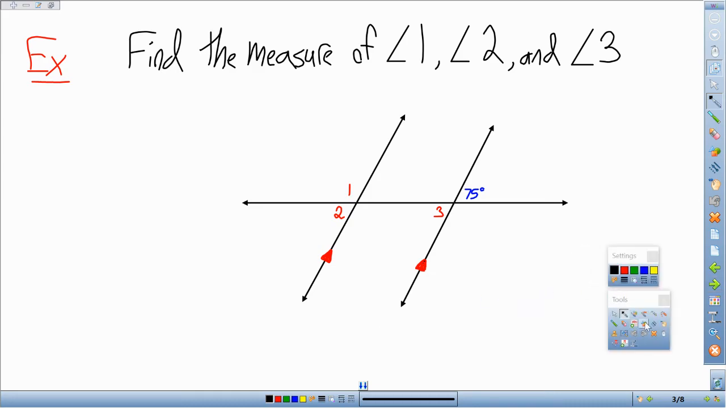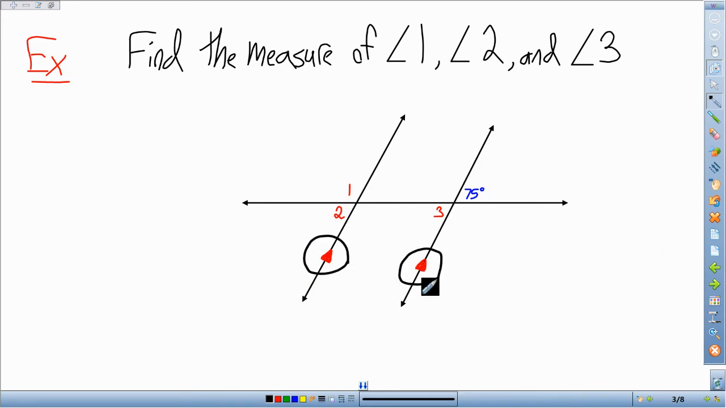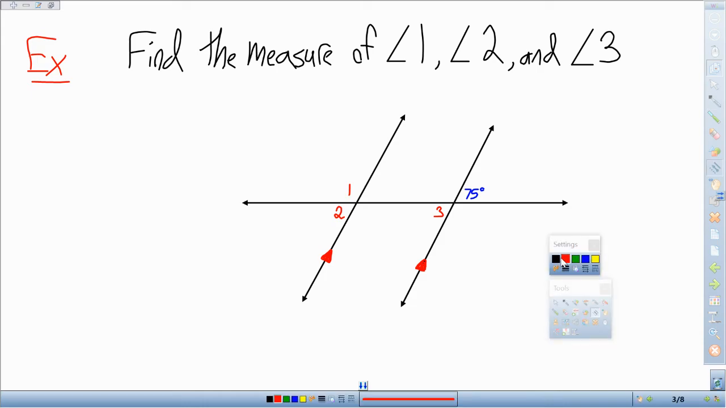Always first things first, let's realize that these are our parallel lines. Here's something to know. These little arrows on these lines are one way of telling us that two lines are parallel to one another. If you ever see arrows on two lines, that means they're parallel. So here are our parallel lines. Here is our transversal. Let's use what we know to find these missing measures.